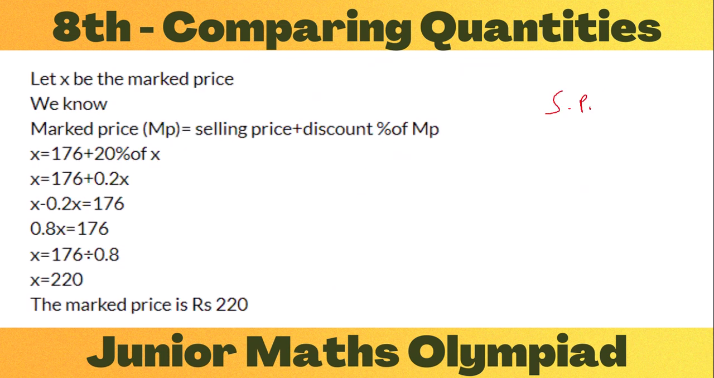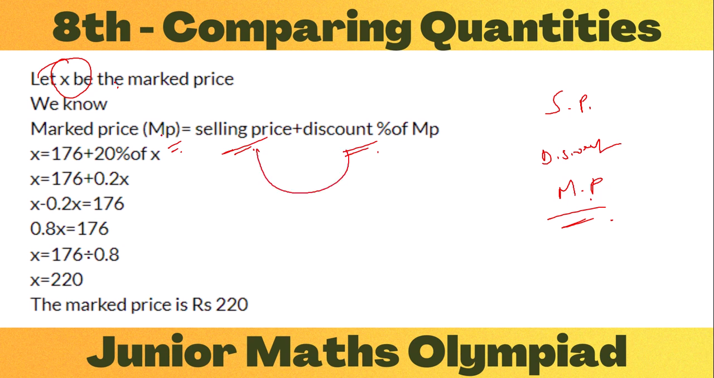So they have given the selling price and the discount. We have to find out the market price. Let X be the market price, children. Market price equals selling price plus discount. If we add selling price and discount, we will get the market price.